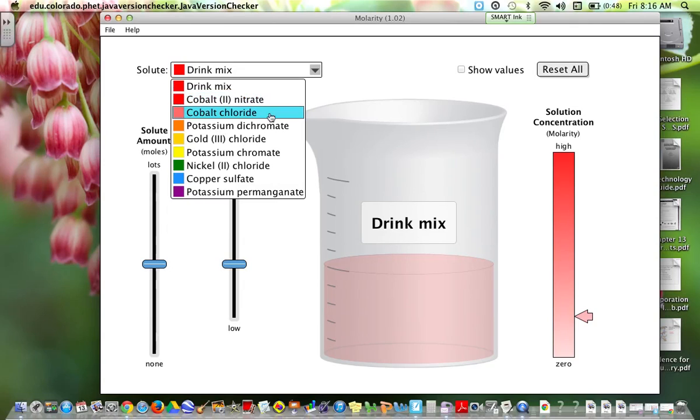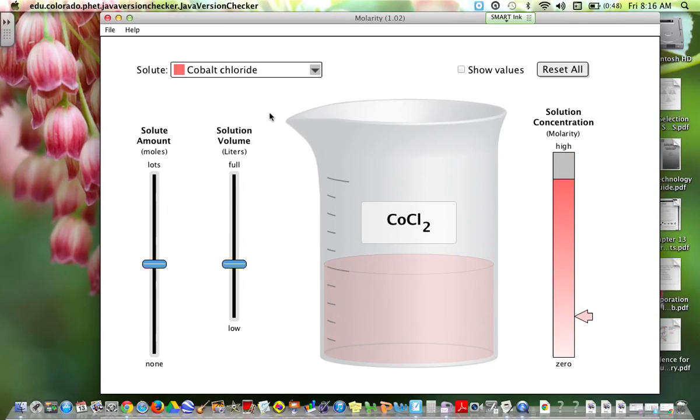Here we go. All right. So, what would I call this stuff? Cobalt 2 chloride. Co is cobalt. Okay? All right? Now, watch this.